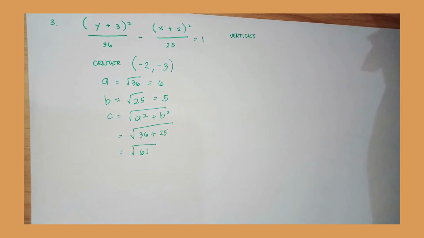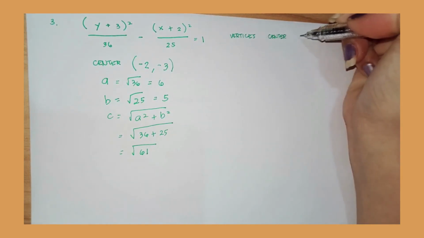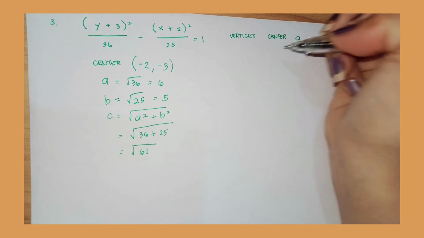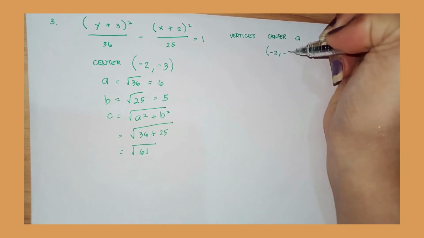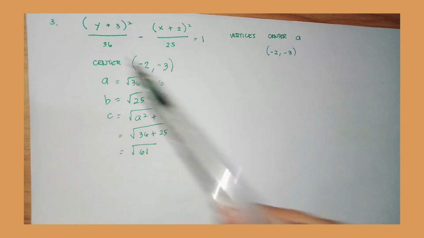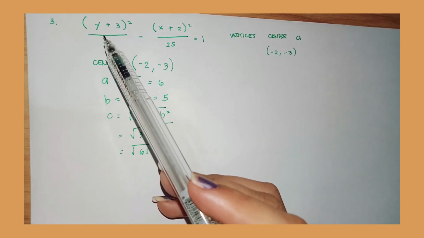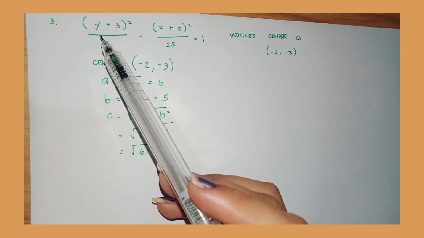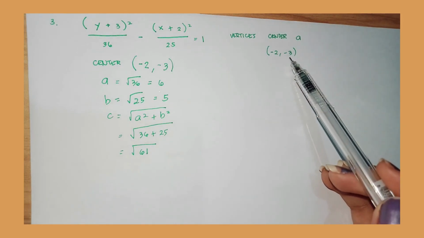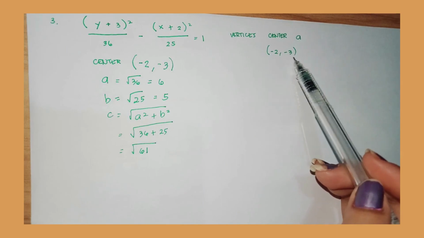Yung vertices natin, we need to consider the center and A. Yung center natin is negative 2, negative 3. Kaso kung mapapansin ninyo, ang ating given, nag-i-start siya sa y. Dahil y ito, mag-a-add and subtract tayo ng center or A dun sa pangalawa. Again, dahil y ang una, dito yung papakialaman natin.